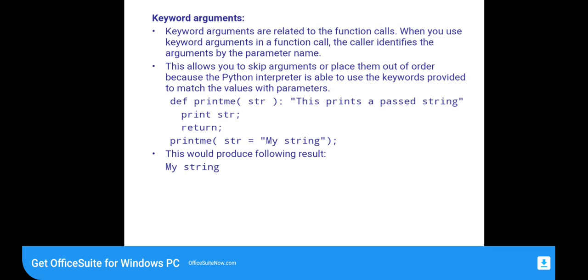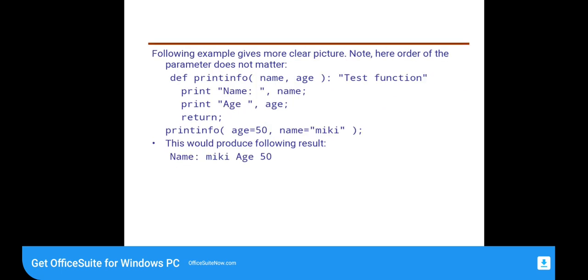This is an example for keyword arguments. Here print me str is equal to my string. Str is a keyword here. This would produce the result my string. The following example gives a clearer picture. Here the order of the parameters does not matter.